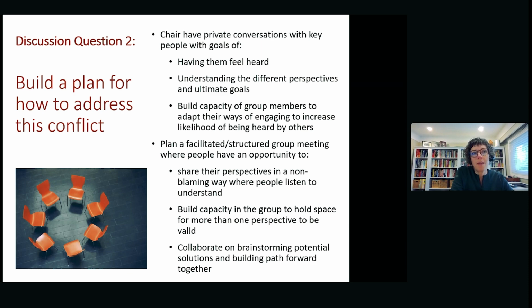And I think the purpose of doing this is it increases the likelihood of people feeling heard. People get into a debate in a group meeting, they're not going to feel heard. It is not going to resolve the conflict.